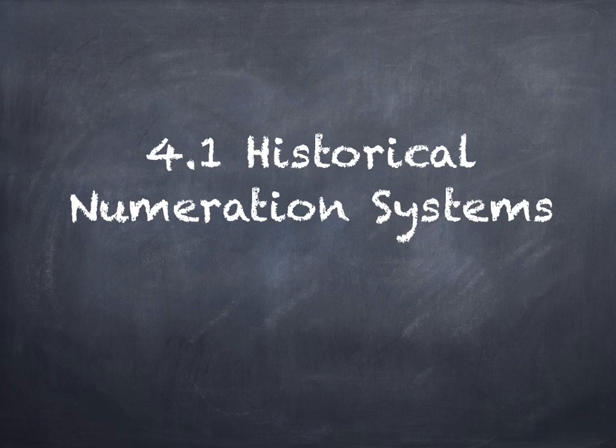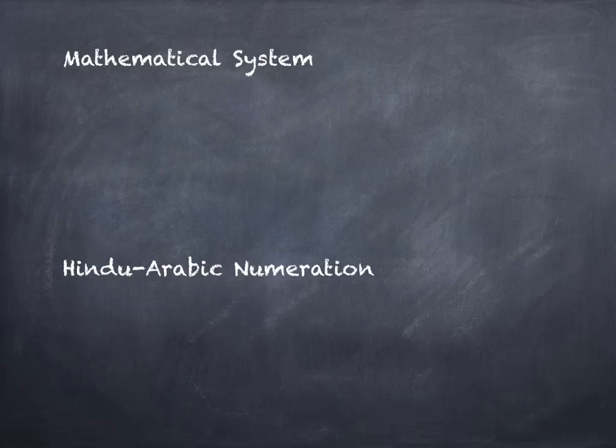All right, so today we're going to get started with 4.1, which is historical numeration systems. We're going to take a look at, I think, 3 different numeration systems in this section, and we'll add a couple more when we get to 4.2. This is a historical perspective looking forward. So the first thing I want to talk with you about is what a mathematical system is.